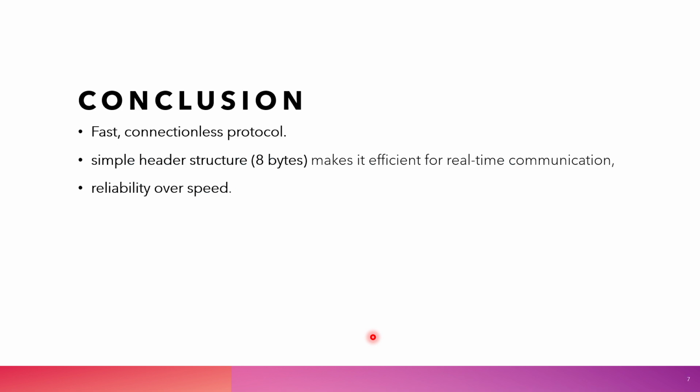So let's finally conclude the session. As we discussed, UDP is a fast, connectionless protocol which is best suited for time-sensitive applications where some data loss is acceptable. Its simple header structure, which is 8 bytes, makes it efficient for real-time communication, unlike TCP, which prioritizes reliability over speed.